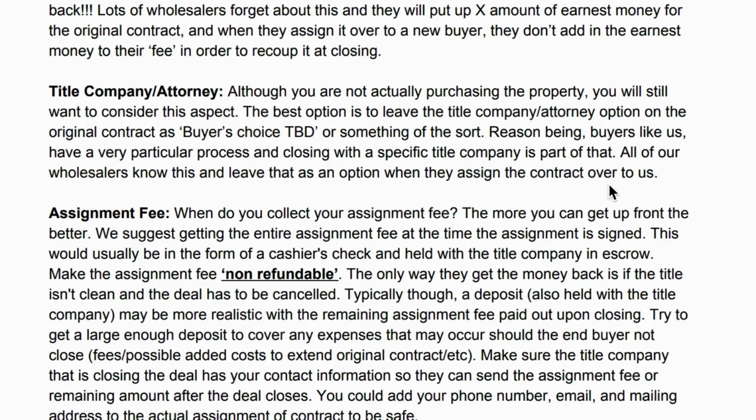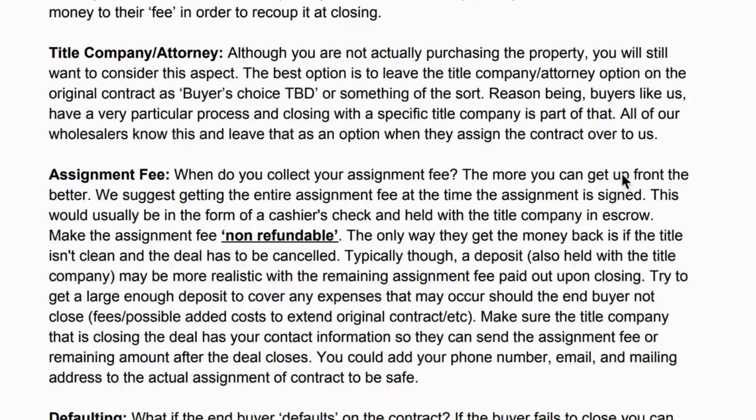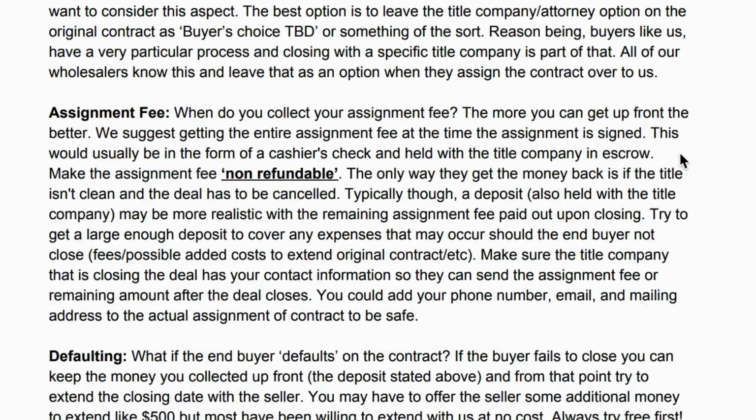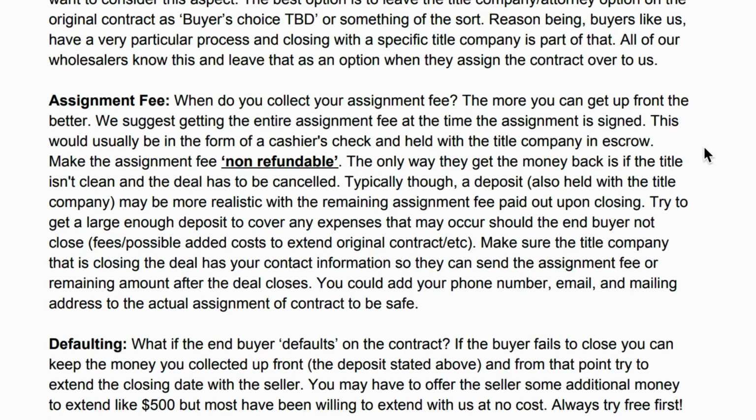So on those contracts, just make sure that you include buyer's choice or to be determined for the title company so that the end buyer can have their choice of where they close. And then the assignment fee. This is a really big question. So when do you collect your assignment fee?